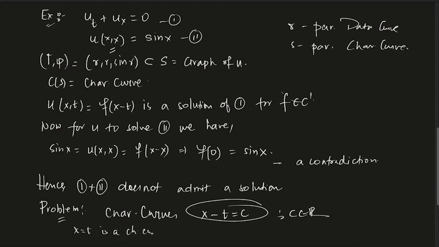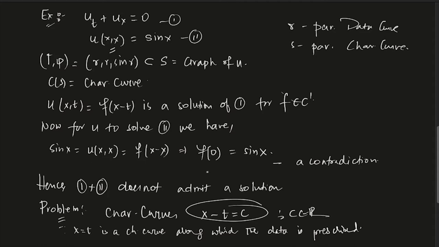Characteristic curve along which the data is prescribed, right? You understand? See, x equals t, so basically same coordinate to x equals t line, on that line the data is prescribed, and that is why what is happening is f of x minus f, which is becoming f of 0, right? And that is why that constant cannot be equal to a function.